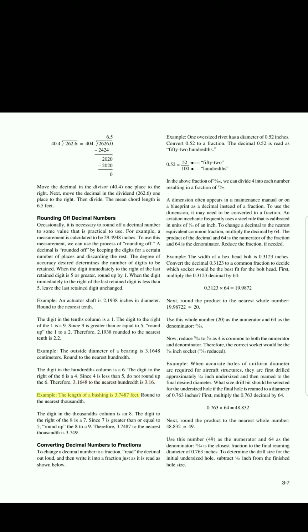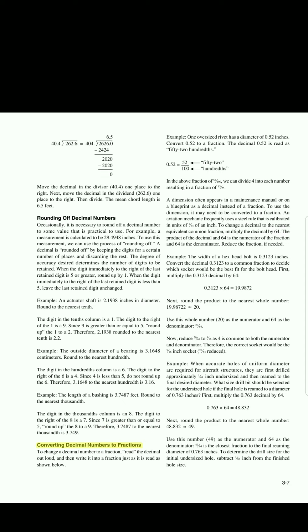Example. The length of a bushing is 3.7487 feet. Round to the nearest thousandth. The digit in the thousandths column is an 8. The digit to the right of the 8 is a 7. Since 7 is greater than or equal to 5, round up the 8 to a 9. Therefore, 3.7487 to the nearest thousandth is 3.749.